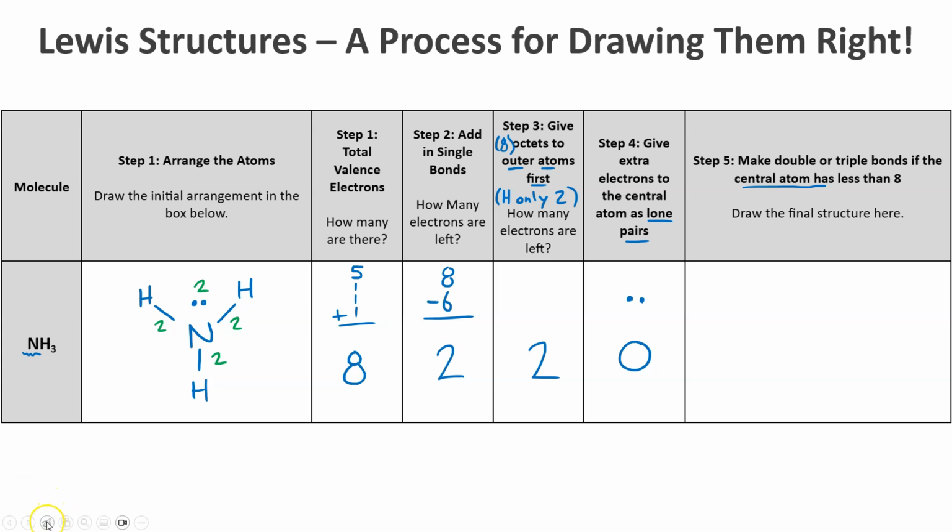Nitrogen has an octet and is also chemically stable. What that really means is that I don't have to do anything for step 5. No double or triple bonds are needed because nitrogen already has 8. It says to draw the final structure here, which really just means adjust these things to be a little bit more symmetrical. Now that I know what is actually surrounding that nitrogen, I can distribute these things in a slightly more symmetrical way, making this my final Lewis structure for NH3. I guarantee if you follow these 5 steps, you will end up with a really high quality Lewis structure at the end.